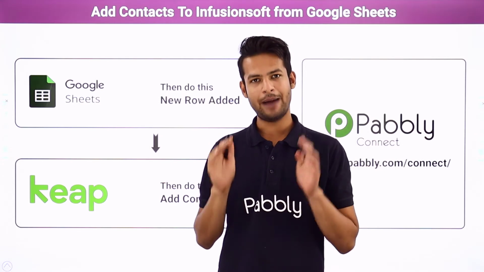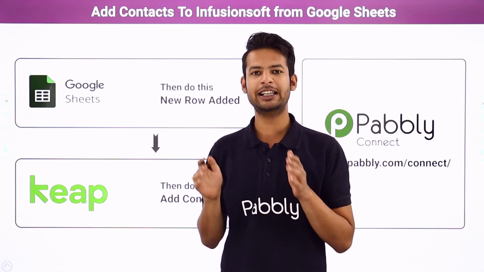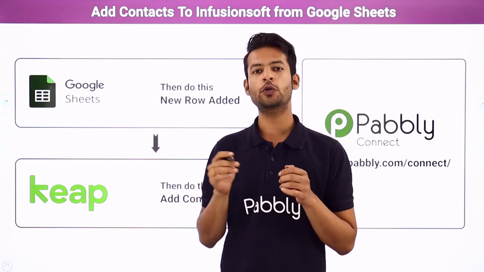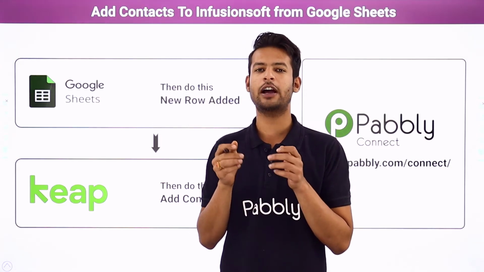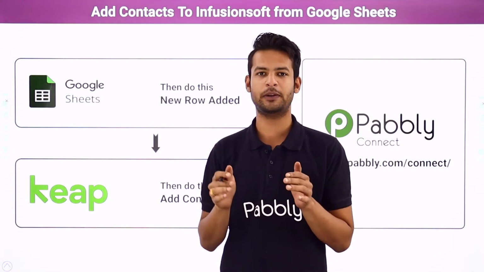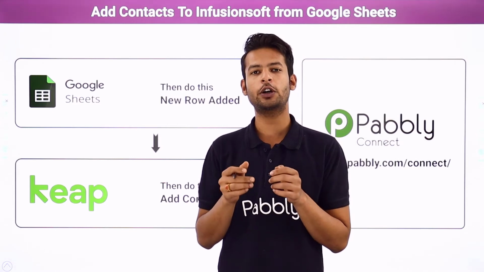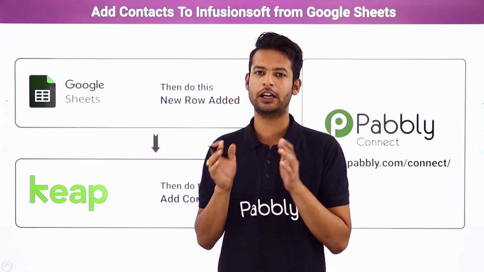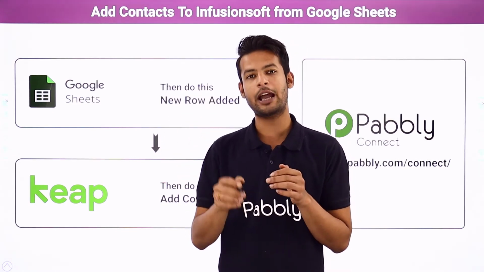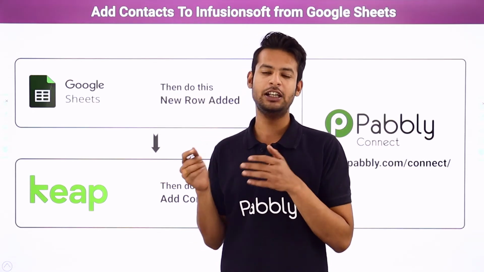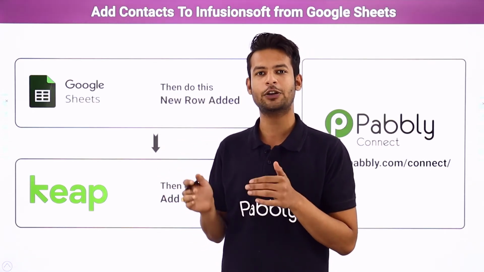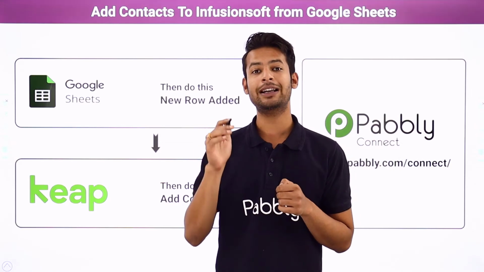Imagine as soon as a new lead is generated for your business, you want to enter the details. You have created a spreadsheet in your Google Sheet account and you want to enter the data of that new lead there. And at the same time, you want to create that new lead as a contact in your Keap account. But here's the problem.